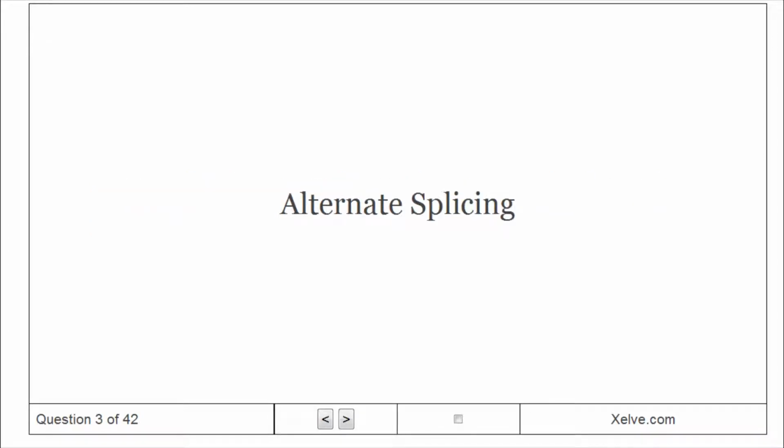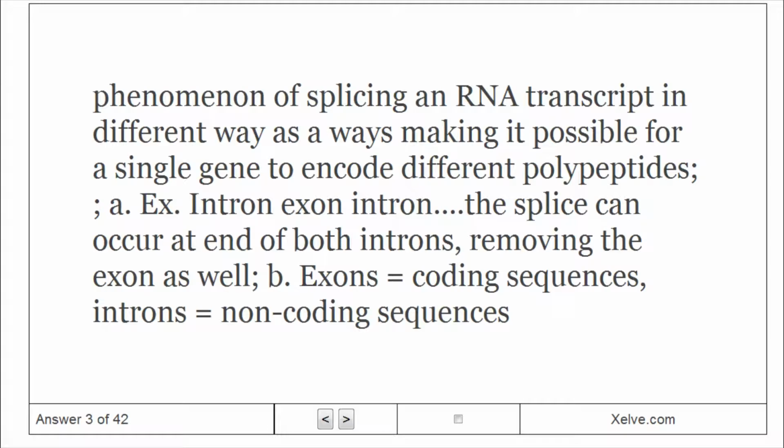Alternate splicing. Phenomenon of splicing an RNA transcript in different ways, making it possible for a single gene to encode different polypeptides. A: X, intron, exon, intron. The splice can occur at the end of both introns, removing the exon as well. B: exons equal coding sequences, introns equal non-coding sequences.